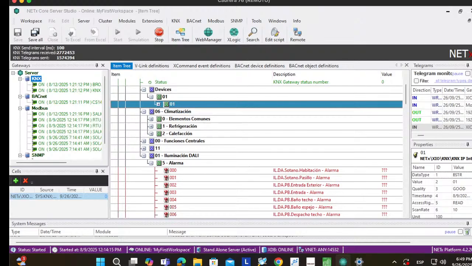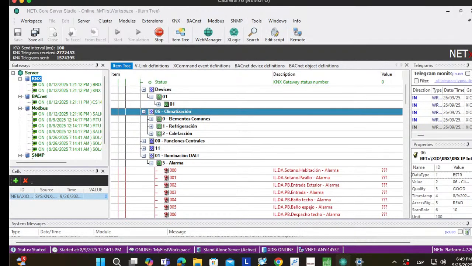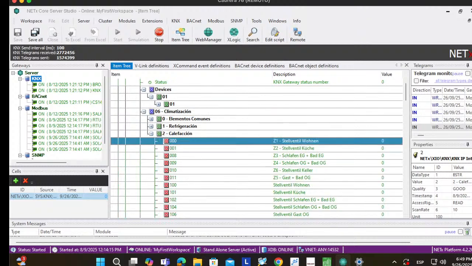All right, so if I go into climatization, wrong word, this is HVAC. This is in Spanish, forgive me about this. And I can go to heating and I can see all the functions here.